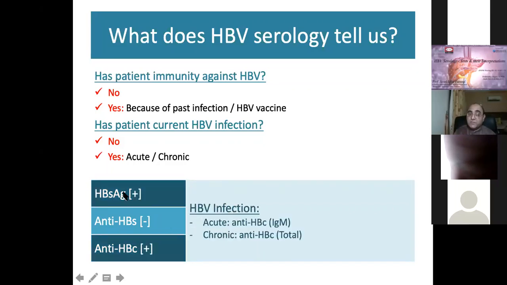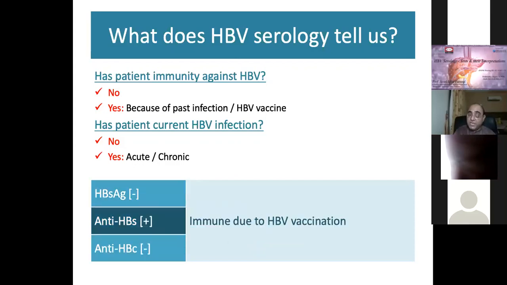Coming to this, if the HBs antigen is positive and the core antibody is positive, but anti-HBs is negative, it means the patient has got HBV infection. If the IgM antibody is positive, this will be acute. But if the total is positive, this will be chronic. So this is the second scenario where the serology tells us where my patient is.